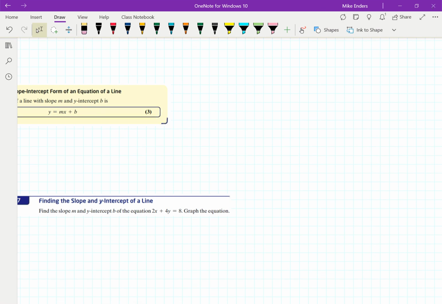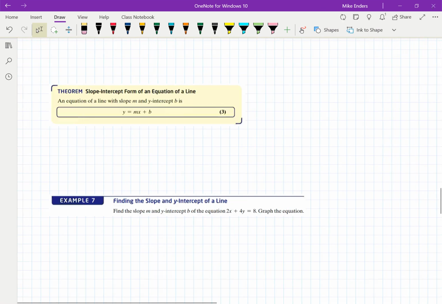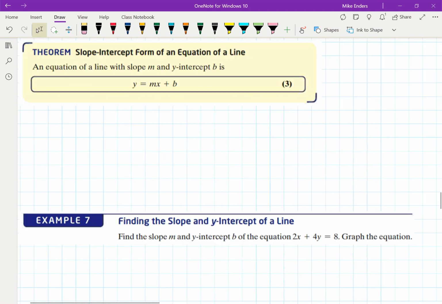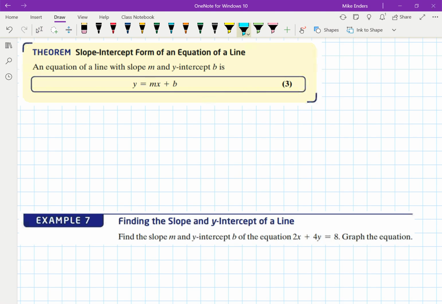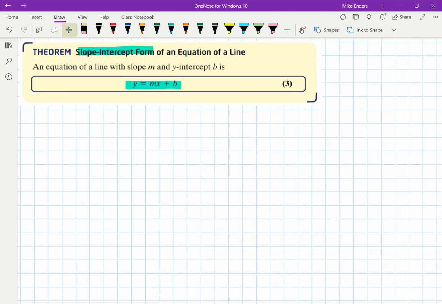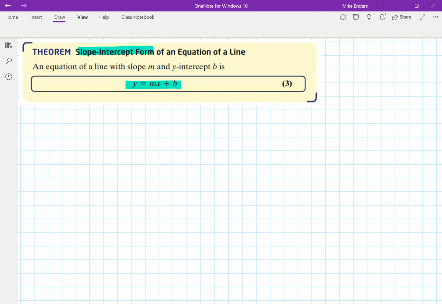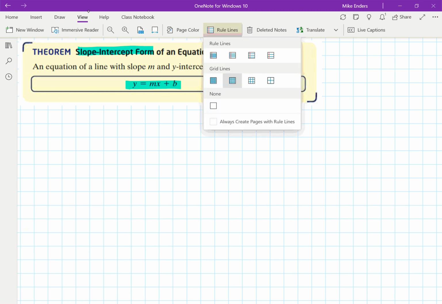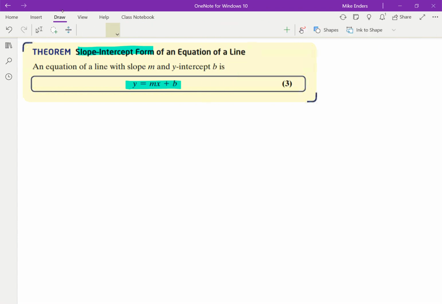Another form of an equation for a line involving slope that we very frequently come across is the one that most students remember from high school, and that's slope-intercept form. And that one says that y equals mx plus b. Let's again pull this apart just a little bit, and I want to go ahead and get rid of my rule lines here.